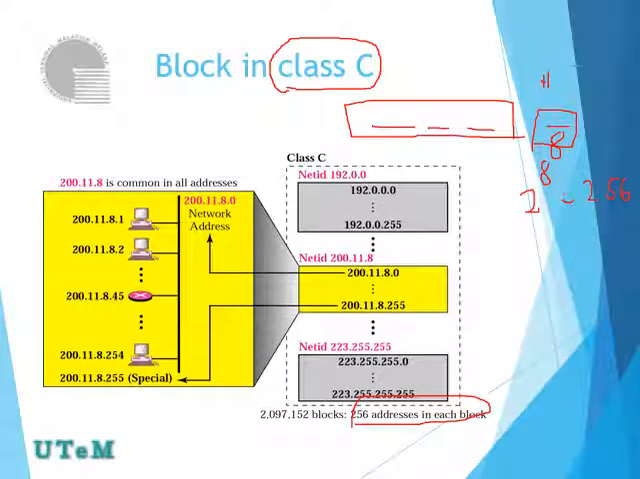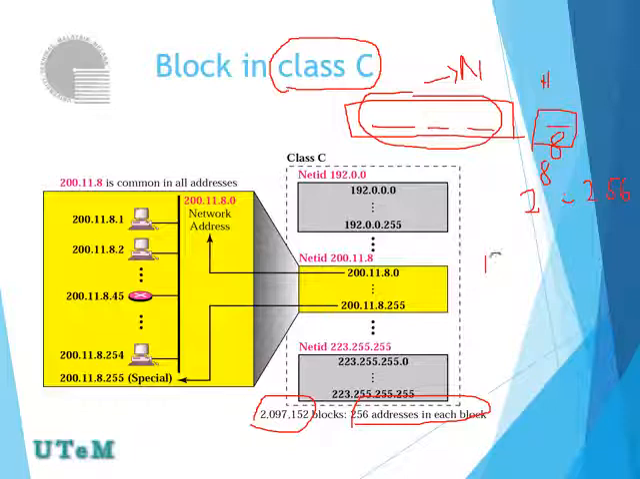But in class C we have 3 octets which represent the netid, so we can have a lot of blocks. The number of blocks is about 2 million. The range for class C is between 192 and 223, so we can have more combinations. You can use all the blocks in class C.